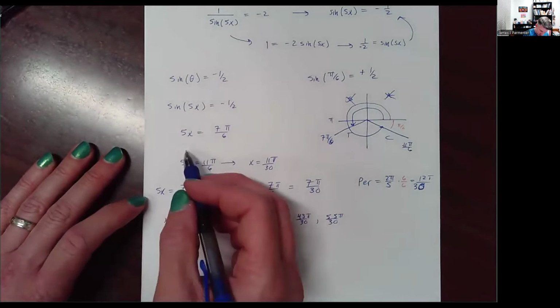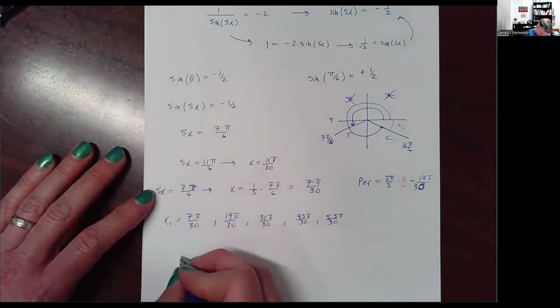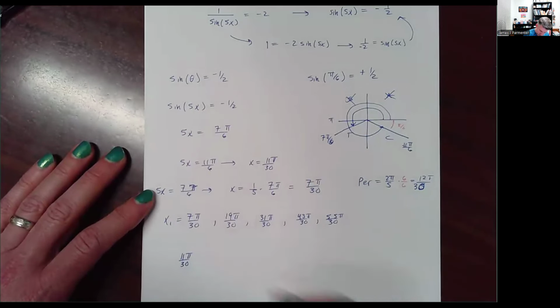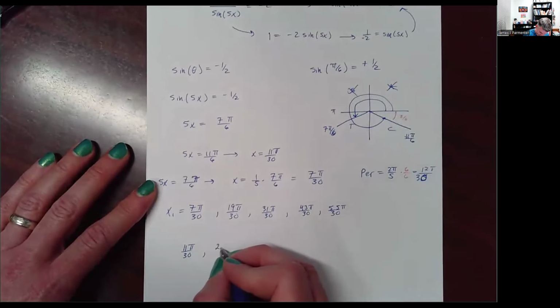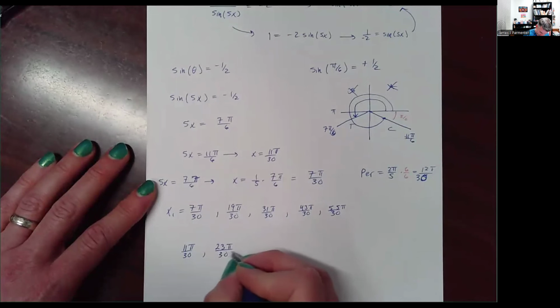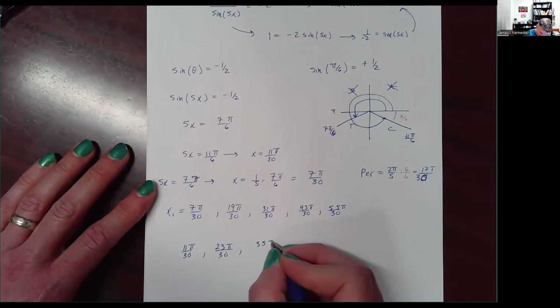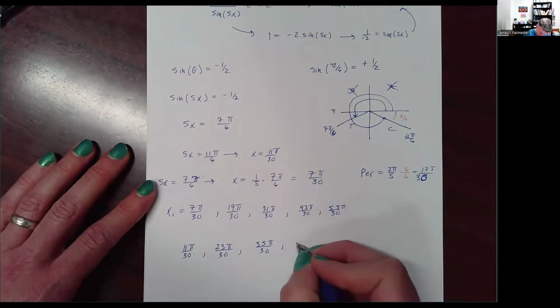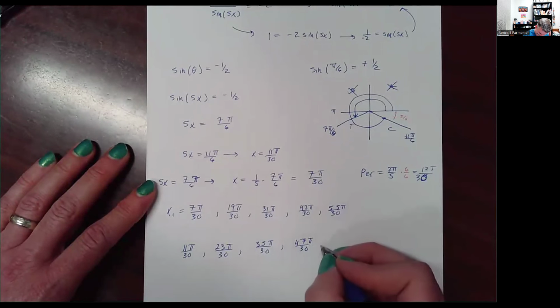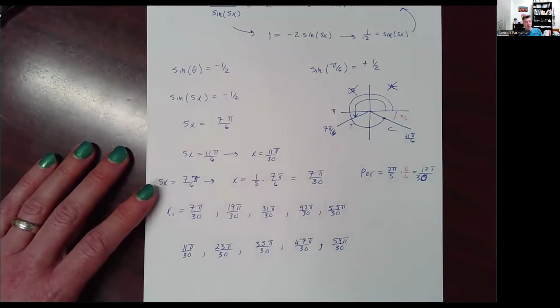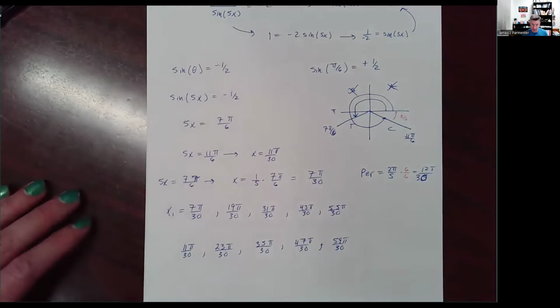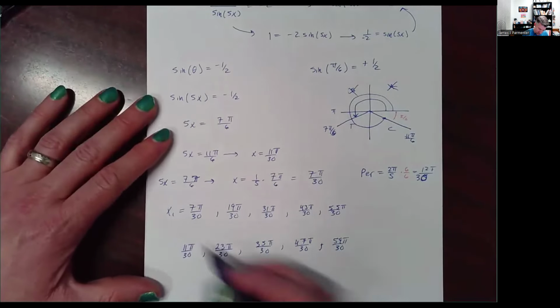And then my next one over here was 11 pi over 30. And then again, I'm going to add my period, 12 pi over 30. 11 plus 12 is 23 pi over 30. 23 plus 12 is 35. Sorry, 35 plus 12 is 47 pi over 30. And finally, 47 plus 12 is 59 pi over 30. Just shy of 60 pi over 30, which would be 2 pi. So there's my 10 answers. I didn't really need the x1 here.